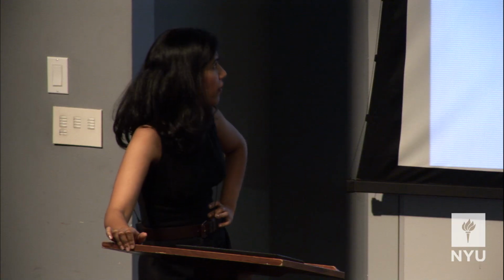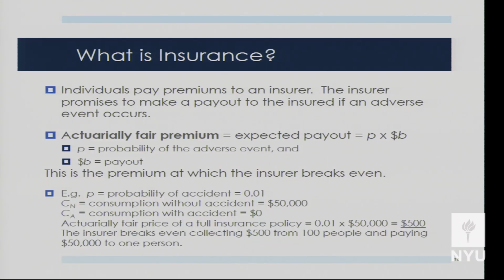Okay, so we have a term for a particular premium. The actuarially fair premium is the product of the probability of the bad event, which we denote P, the probability that the insurance company has to pay out, times the amount of money the insurance company gives you, B. The payout is B. So this is the premium at which the insurer breaks even, right?